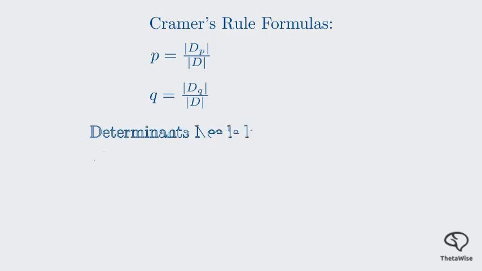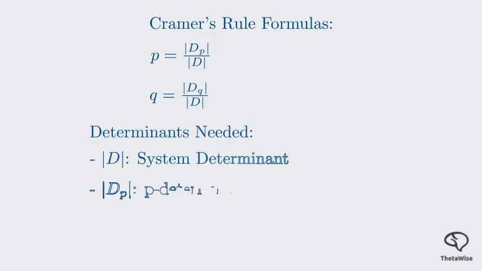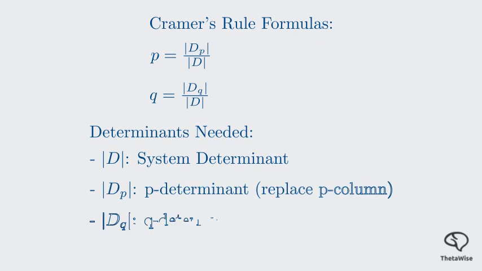These three determinants are the key components of the rule. Calculating them correctly is essential to finding our solutions for p and q. Remember, the final step for solving for a variable is always to divide its specific determinant by the system determinant. Now, let's start by calculating our first determinant, D. We'll begin by calculating the determinant of the coefficient matrix, which is denoted as D. This is often called the main or system determinant.